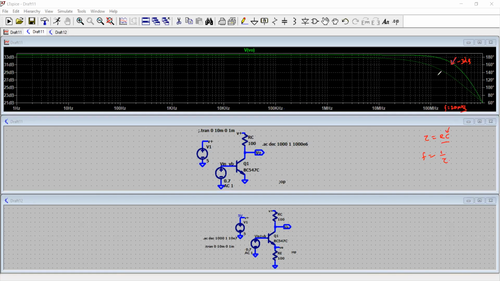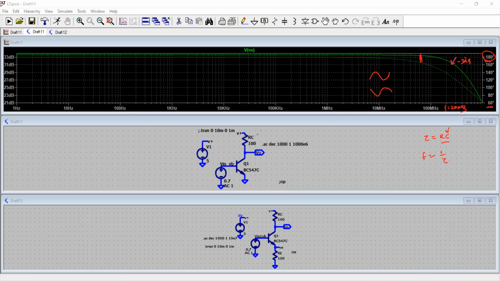The phase starts from 180 degrees at zero frequency, and then it rolls off to plus 60 degrees. So there is a positive phase shift all the way. But till your minus 3 dB point, your phase is about 180 degrees, or even just up to 100 megahertz your phase is constant. That is, the output is 180 degrees phase shifted. So you have a positive input and you have an output like this. So there is a phase shift.